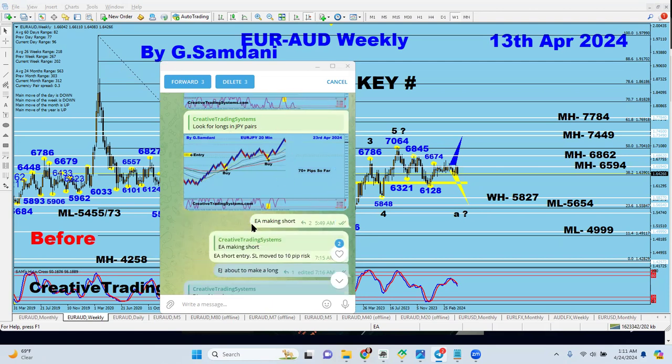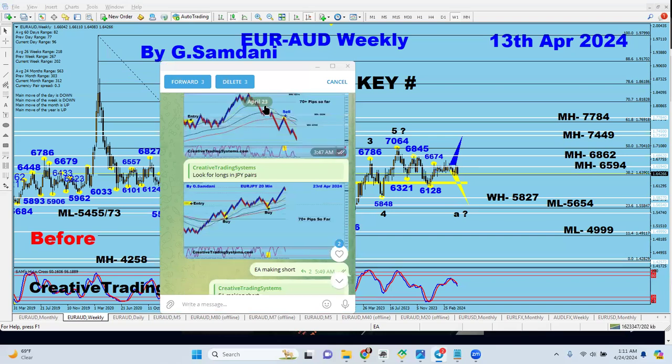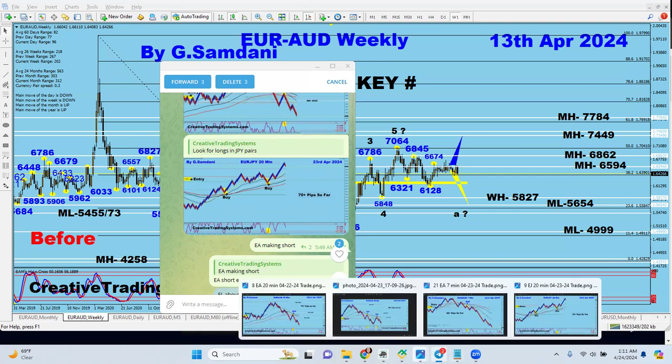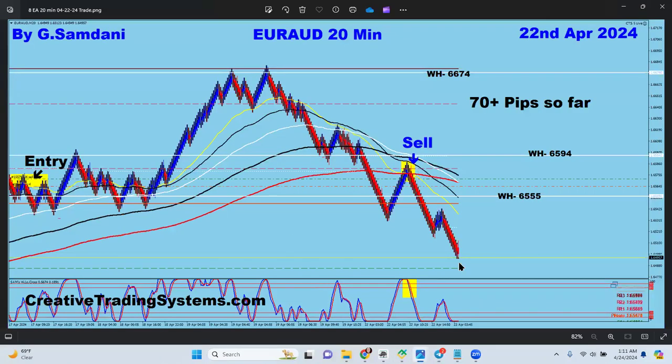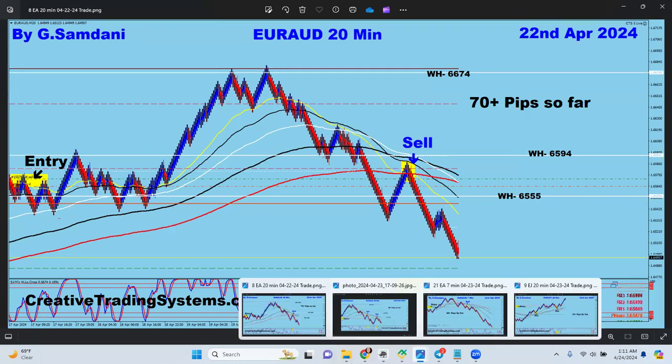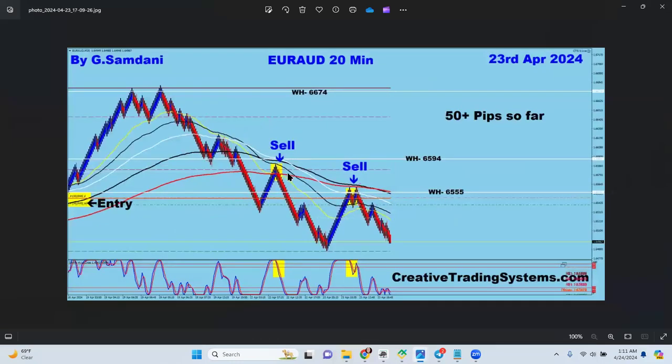Then that happened, and you see here EA making short. That was on April 23rd. These were the trades. The first trade was this. It closed for 70 pip. Then the second entry was this. The first went up, made another entry, as I mentioned in the Telegram, and then I took this entry and it came down here. But I also put that this pair might be going for 64.35.